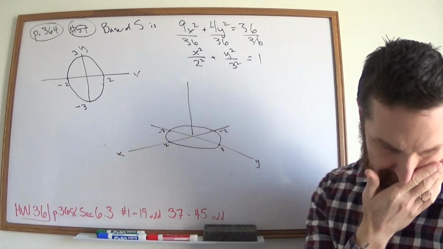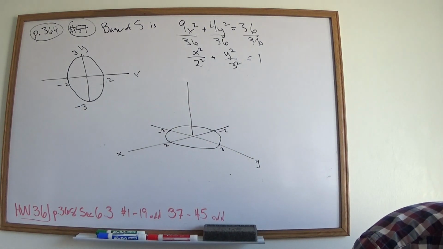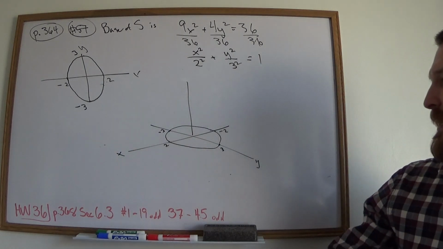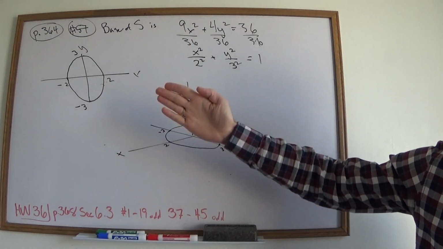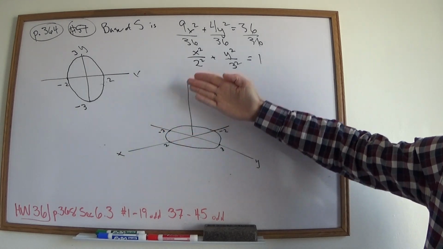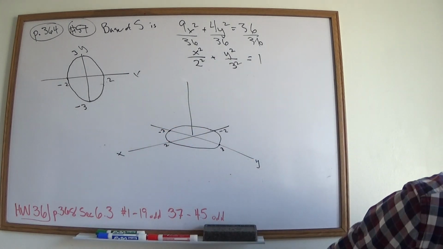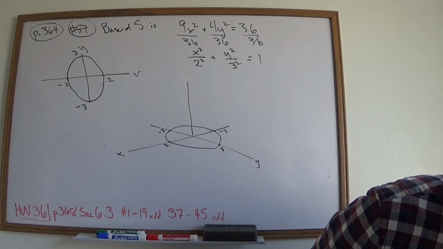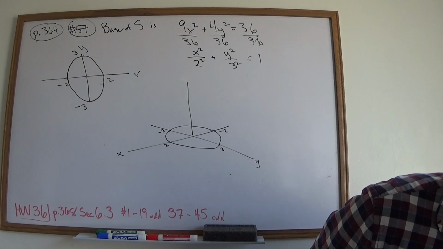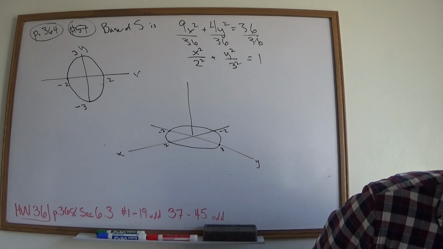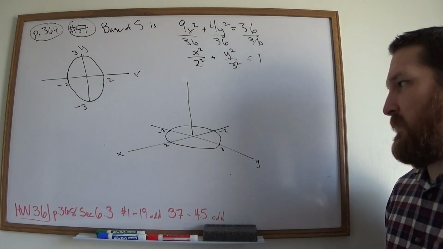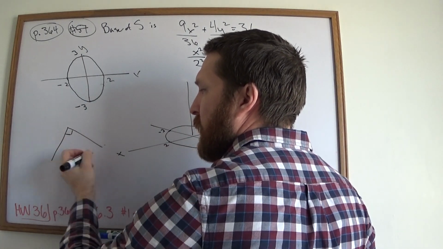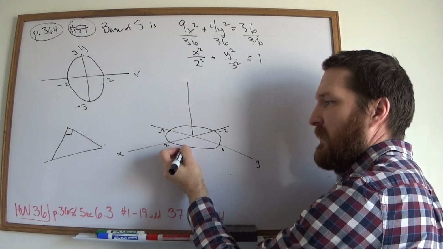And it says cross sections perpendicular to the x-axis. So if you're perpendicular this way, right, are isosceles right triangles with the hypotenuse in the base. So right triangles with the hypotenuse in the base.